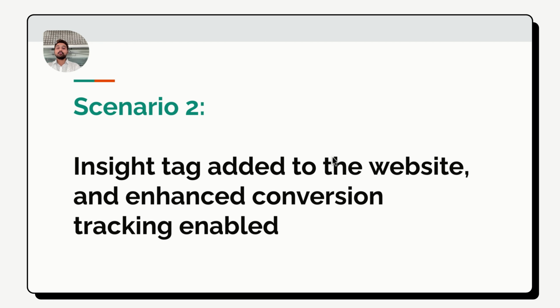Next, scenario two: Insight Tag added to the website and, at the same time, enhanced conversion tracking also enabled. This is something that will help you. What happens here? You can see, first add the Insight Tag to your website, then you need to enable enhanced conversion tracking, and then you need to follow the instructions to enable the click ID. Here you can see how the data flows.